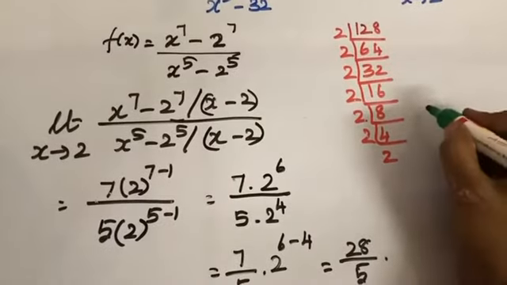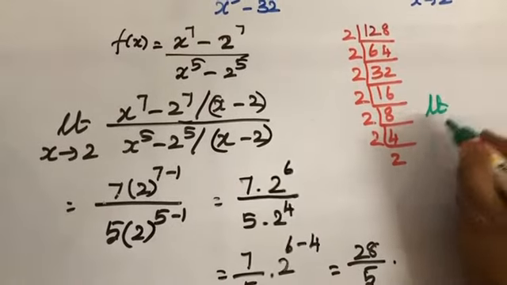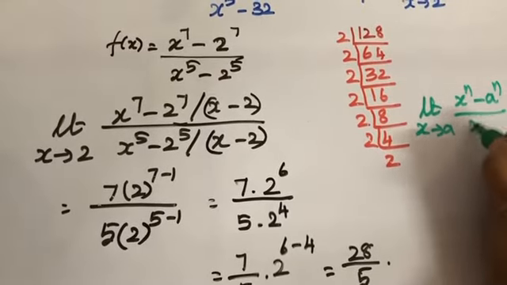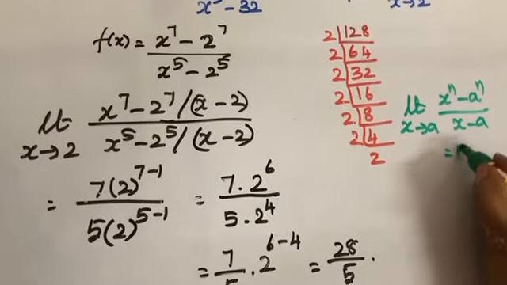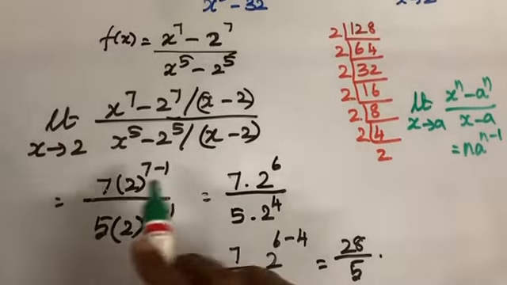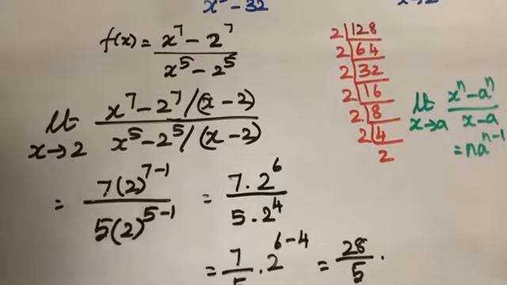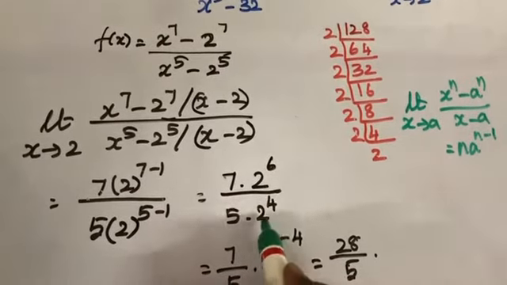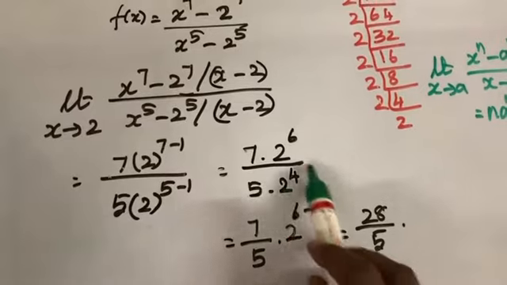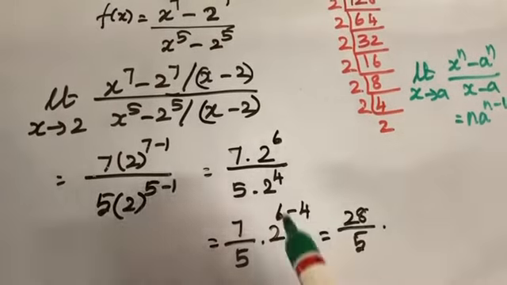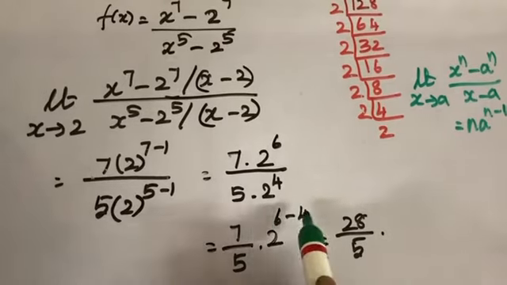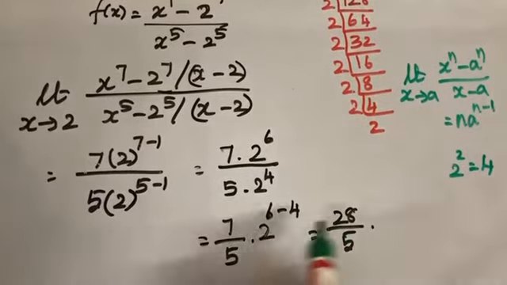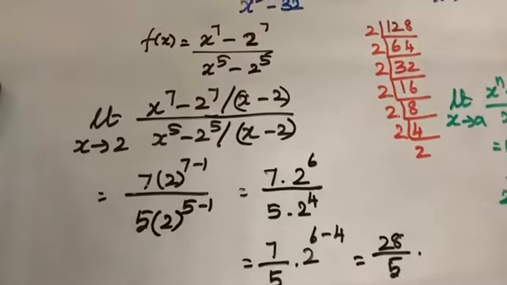Which standard limit function are we applying here? Limit x tends to a, x power n minus a power n divided by x minus a is equal to n into a power n minus 1. So 7 into 2 power 7 minus 1, and 5 into 2 power 5 minus 1. So 7 by 5 into 2 power 6 by 2 power 4. While bringing the 2 power 4 from the denominator to the numerator, it becomes 2 power 6 minus 4, that is 2 square, which is equal to 4. So 7 into 4 is 28, divided by 5, and that's the answer.